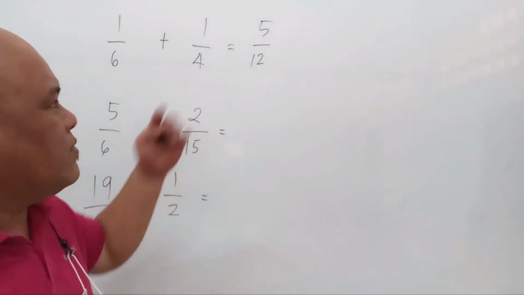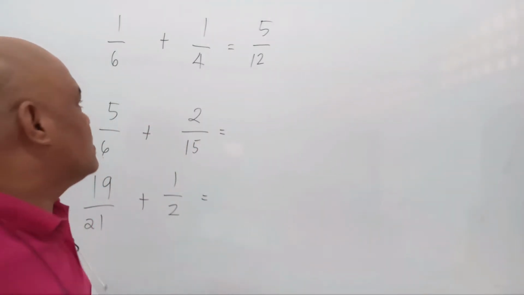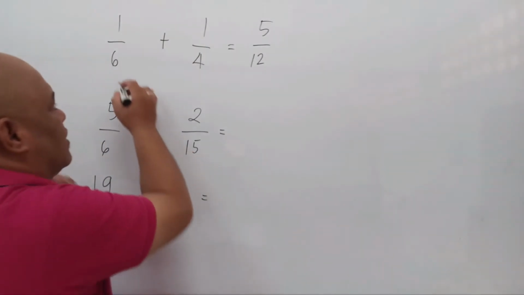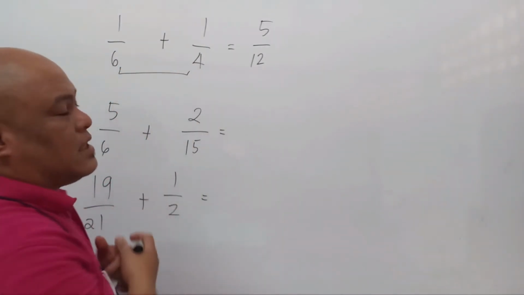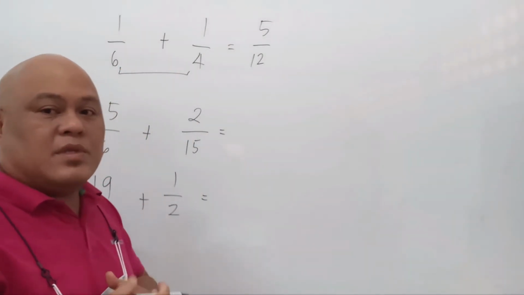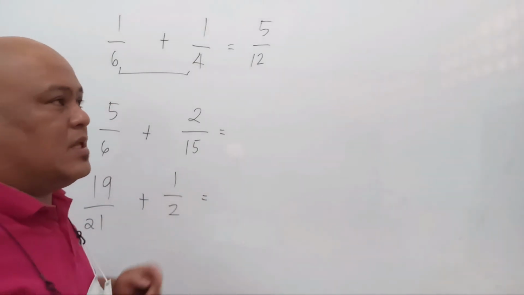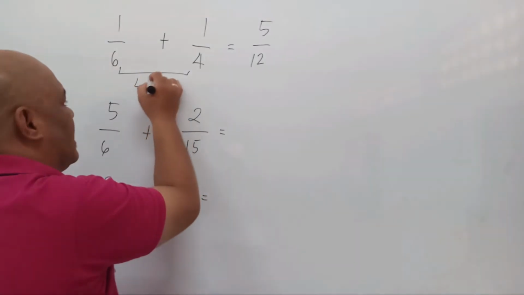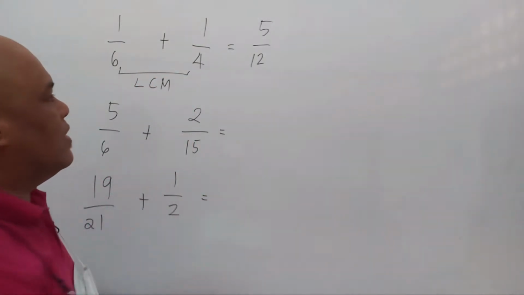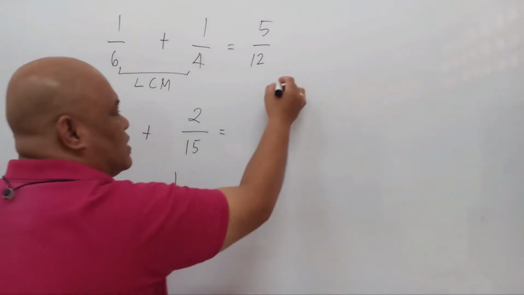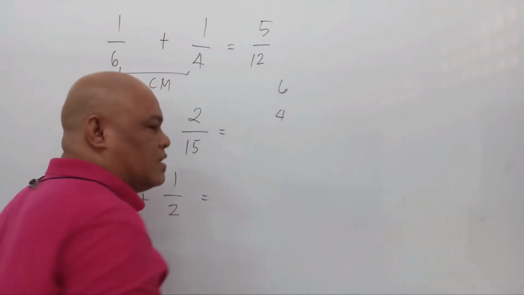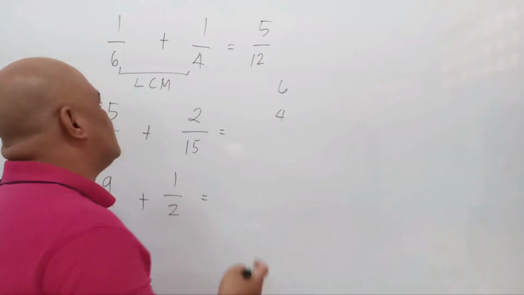Okay, so how did it become 5 over 12? As I said, we have to get the same denominator. We will get the same denominator by using the LCM. So, 6 and 4. What is the LCM of 6 and 4?